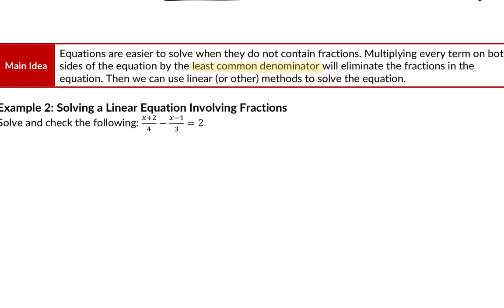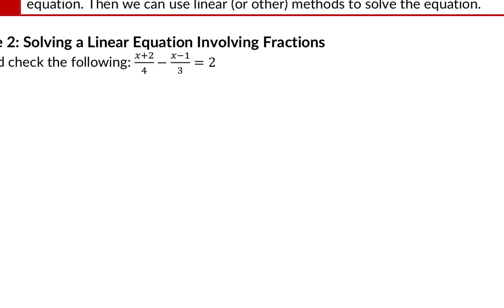So if I'm looking at this equation here, I have x plus 2 divided by 4 minus x minus 1 divided by 3 all equal to 2. What's the least common denominator here? 12. So what I'm going to do is multiply all 3 pieces by 12.